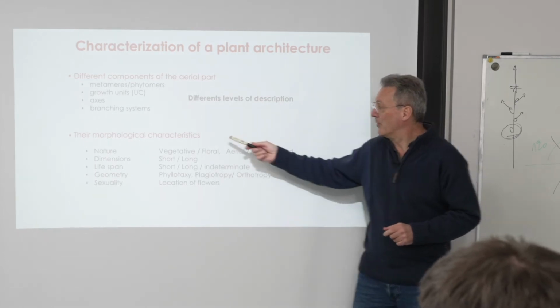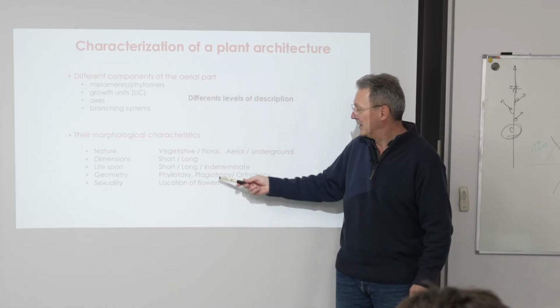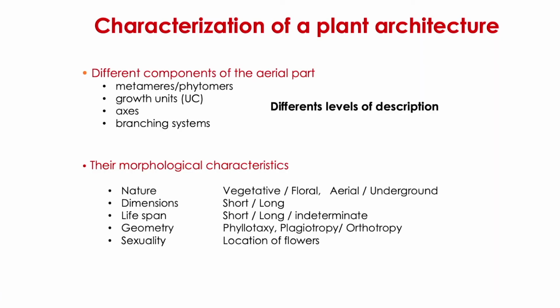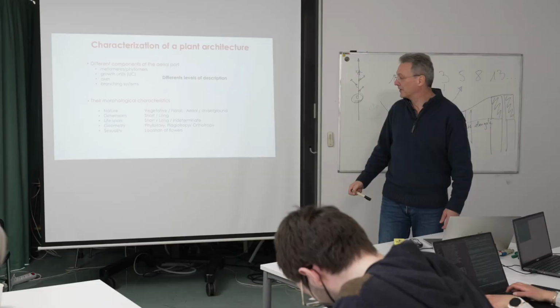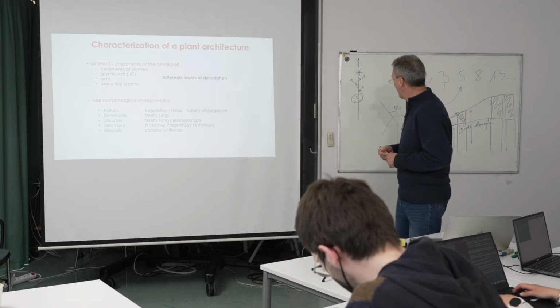But also there are morphological characteristics. We were speaking about some of them. You can look at the axes and say whether they are vegetative or floral, whether they are in the aerial part or underground, whether the dimensions are short or long, whether the growth is continuous or determinate, whether the sexuality is terminal or lateral, because some plants.